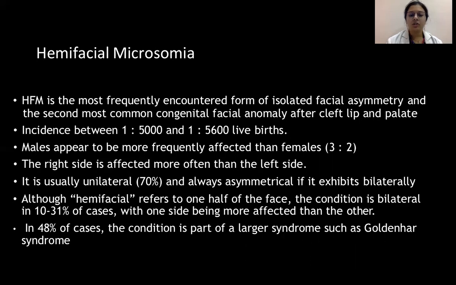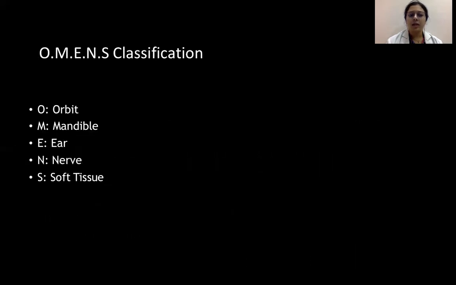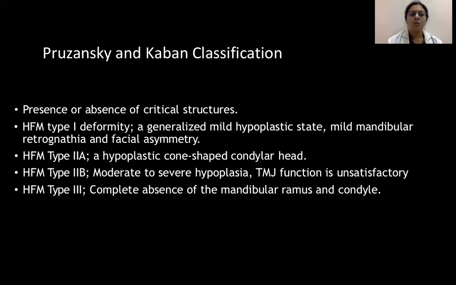Although hemifacial refers to one half of the face, the condition can be bilateral. In 48% of the cases, the condition is part of a larger syndrome such as Goldenhar syndrome. OMENS classification: O is the orbit, M mandible, E is for ear, N for nerve, S is for soft tissue. Kaban's classification: presence or absence of critical structures.